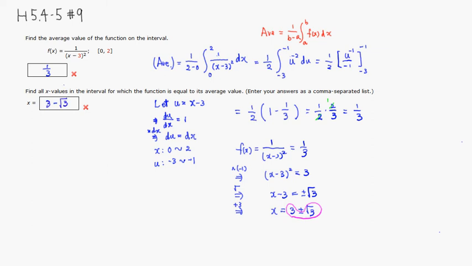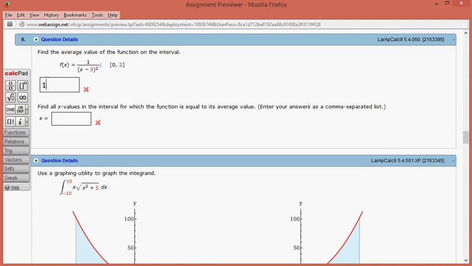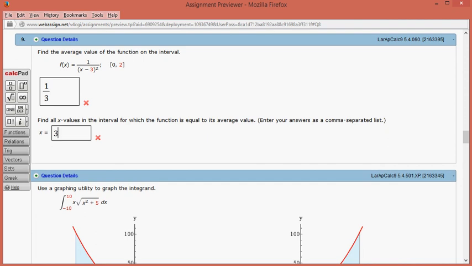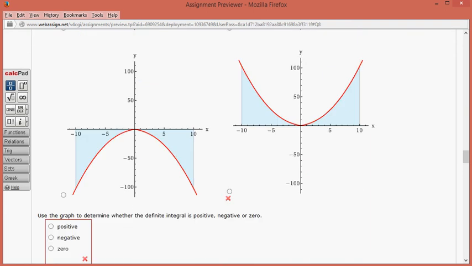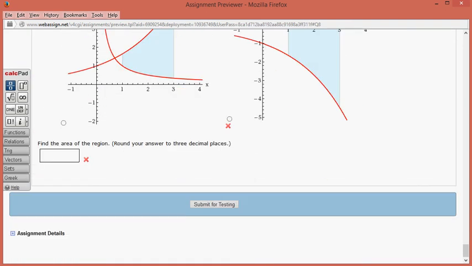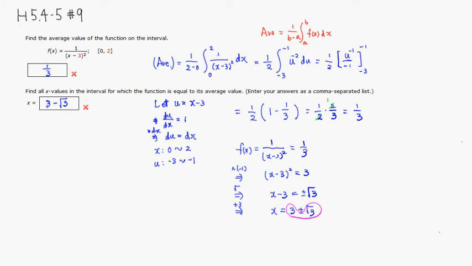So let's type those in. The average was 1/3, and it happens when x equals 3 minus square root of 3. So let's submit for testing. It came back and looks like we got both of these correctly. That's it. I hope that this was clear.